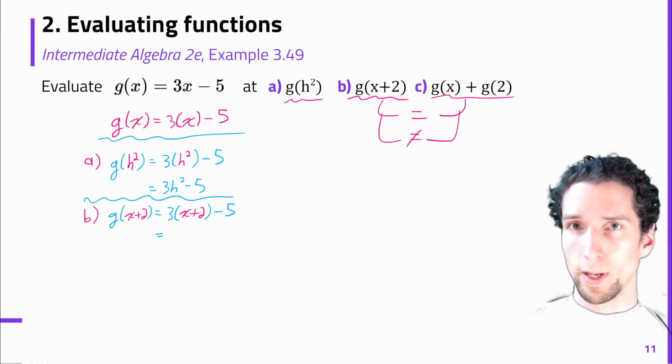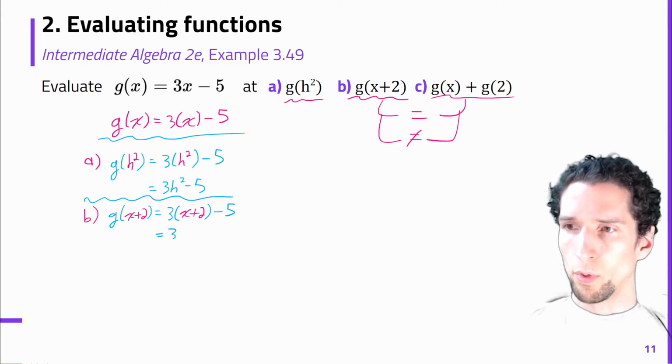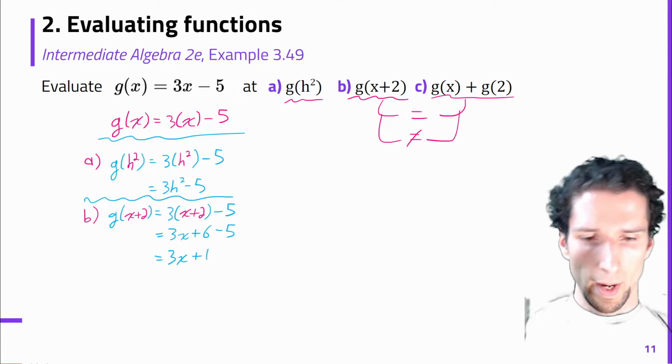So now we do actually have some work to do. We can expand this and simplify. So 3x plus 6 minus 5. Very simple to simplify. 3x plus 1 here.